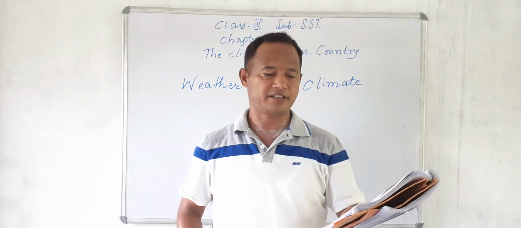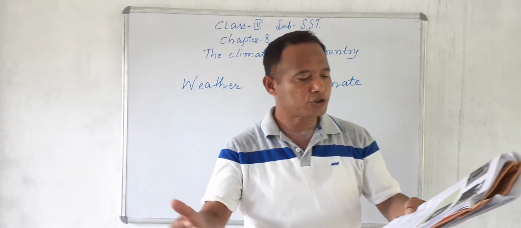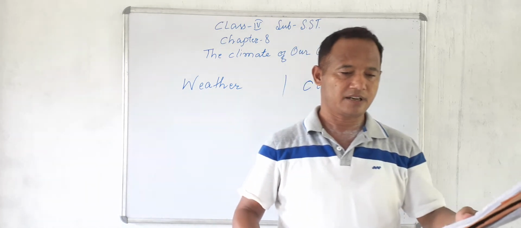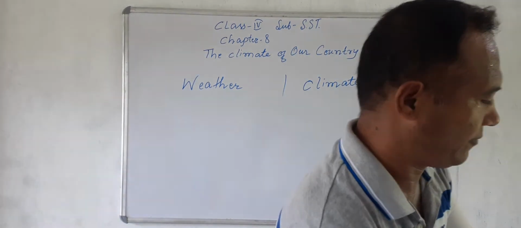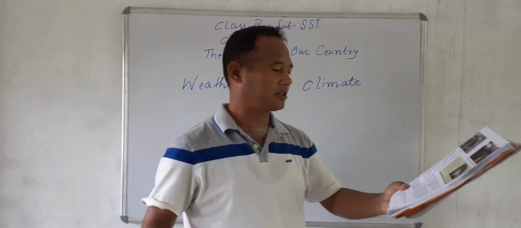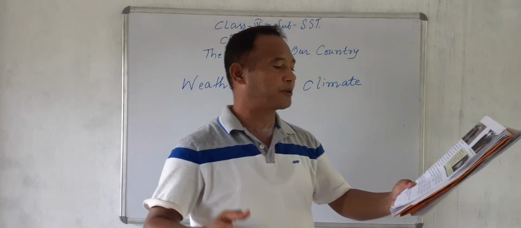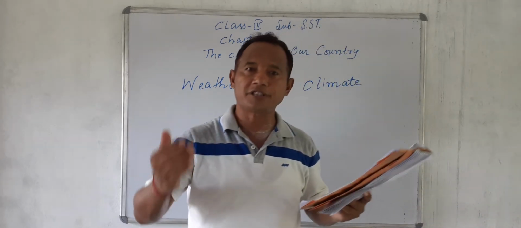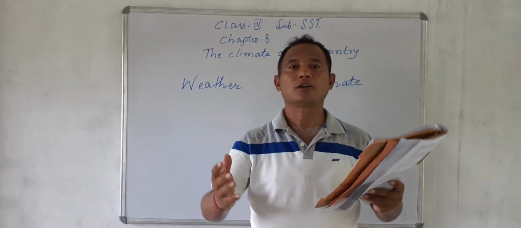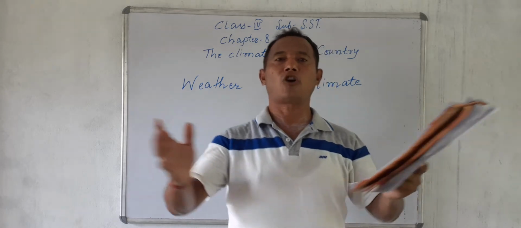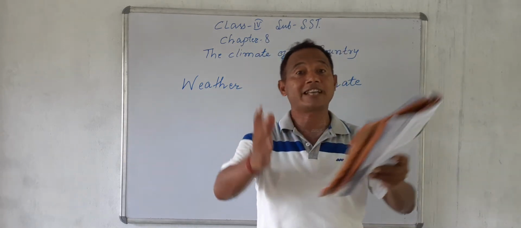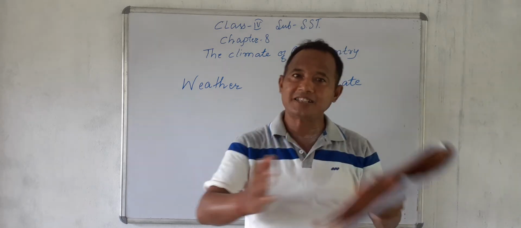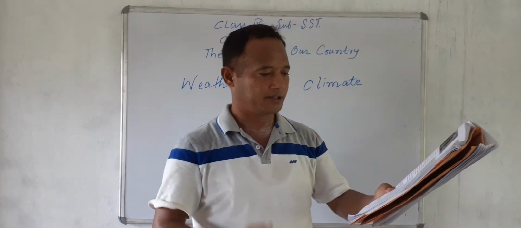Now the last season is winter. From October onwards, it starts becoming pleasant. The sun is not so hot, the days start becoming shorter and the nights longer. It means in the winter season, the days are short and the nights are longer. In summer, the days are long and the nights are short. But in winter, the nights are long and the days are short.